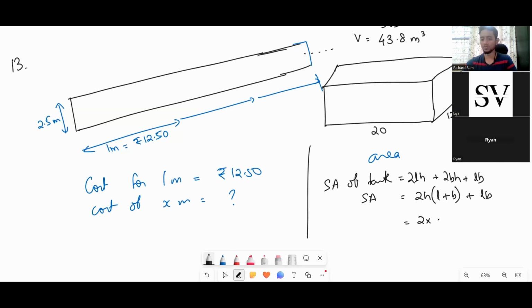So it's 2 into 8 into 20 plus 12, plus 20 into 12. So 2 8s are 16 into 32, plus 240. So 16 into 32, that answer plus 240, will give you the surface area, or the area of material we need. Okay, I'll do that much and then we will see how to find this length. These values are in meters.